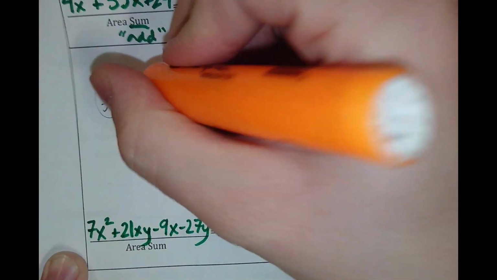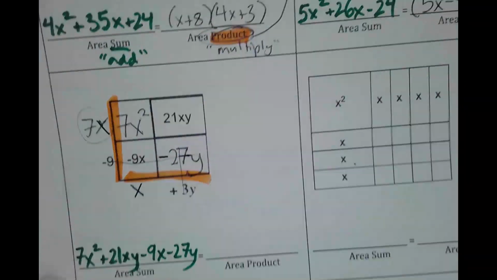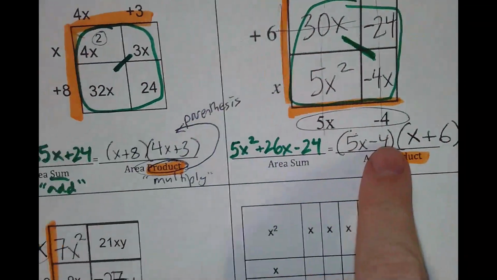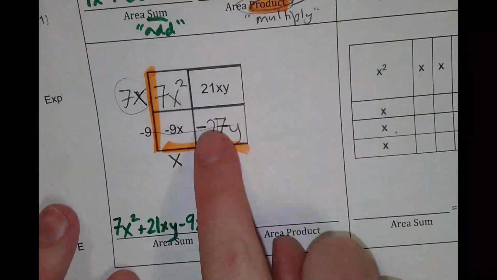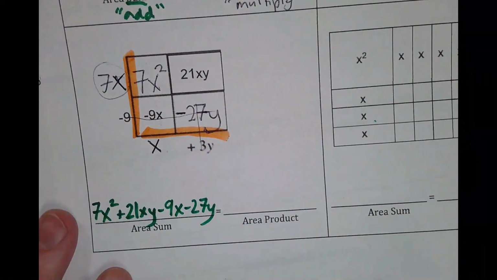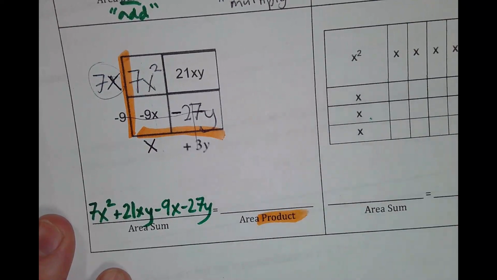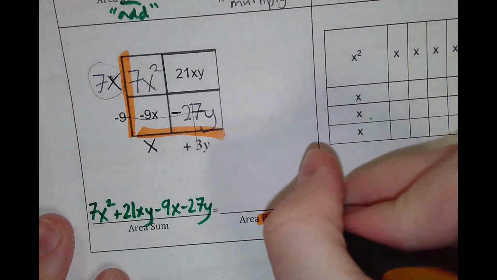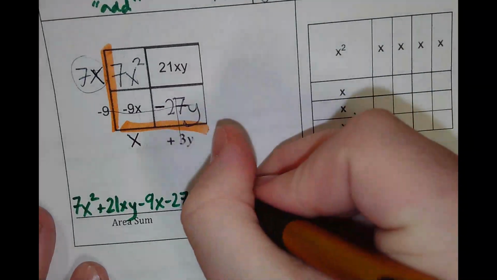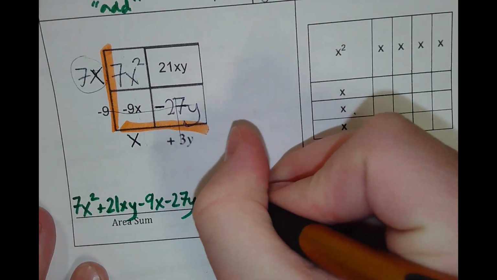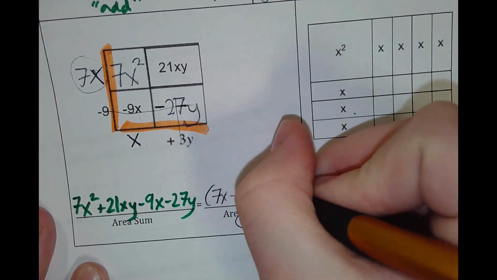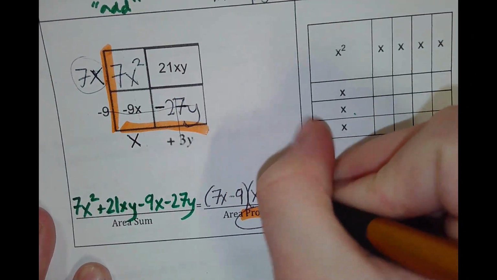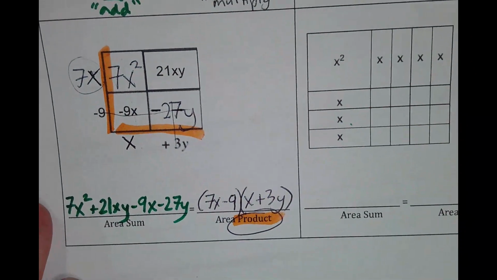Now that I figured out the outside values, right? The previous one, it gave us the outside values here too. But this time, we had to figure out the outside values. So now that I have the outside values, I'm just going to multiply in parentheses 7x minus 9 times x plus 3y. And we got it. That's the answer.